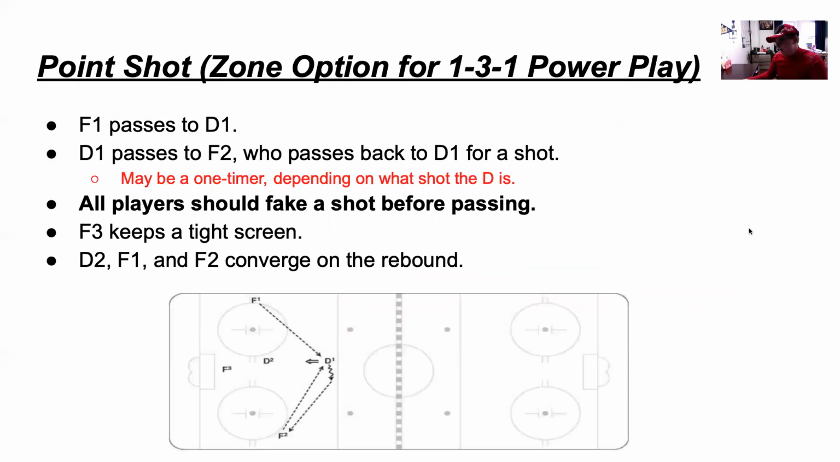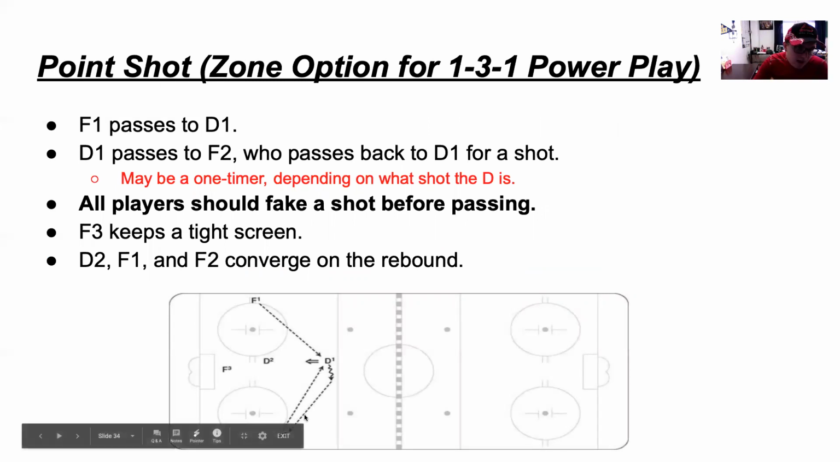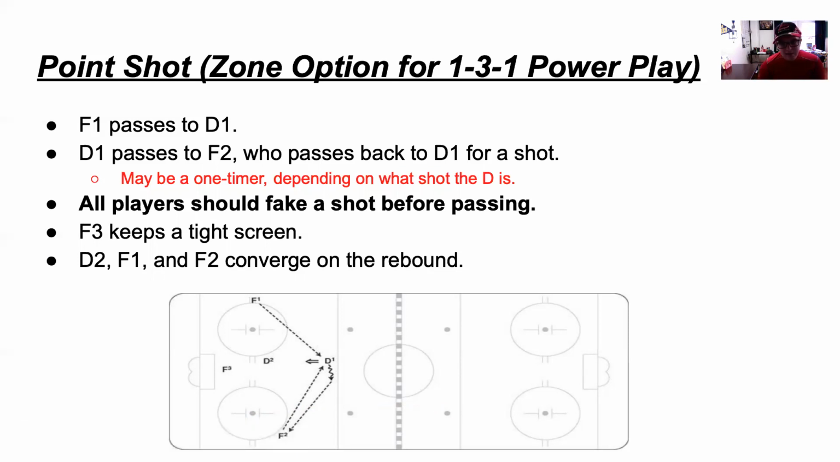So we have the point shot on the zone for the zone option. So F1 passes to D1. Okay. D1 passes to F2, who passes back to D1 for a shot. And this may be a one-timer. It just depends on what the D is. So it could be a right or left stick. It just depends. And all players should fake a shot before passing. So come and fake the shot, make the pass. Okay. F3 keeps a tight screen, and D2, F1, and F2 converge on the rebound.